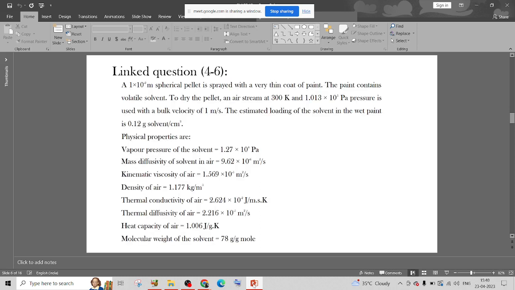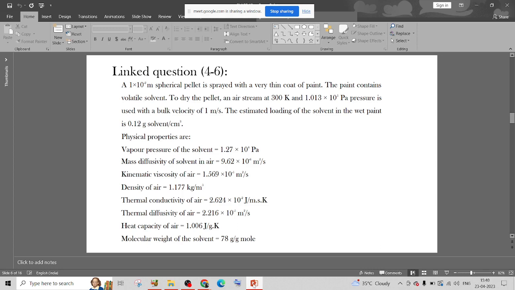A spherical pellet of 1 × 10⁻² meter is sprayed with a very thin coat of paint. The paint contains a volatile solvent. To dry the pellet, an airstream of 300 Kelvin and 1.1013 × 10⁵ Pascal pressure is used with a bulk velocity of 1 meter per second. The estimated loading of the solvent in the wet paint is 0.12 gram solvent per centimeter cube. Physical properties are given. The vapor pressure of the solvent is 1.27 × 10⁴ Pascal.